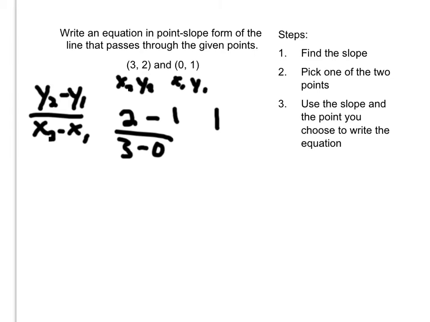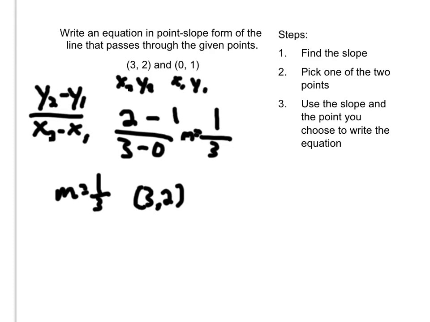So 2 minus 1 is 1. 3 minus 0 is 3, so we get m equals 1/3. So I know the slope, and I know 2 points. I only have to pick one of the 2 points for my y sub 1 and my x sub 1 from the formula. So I'm going to go ahead and just pick the first point I was given, 3, 2.